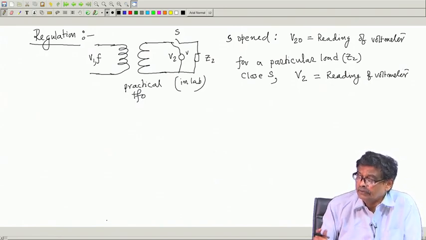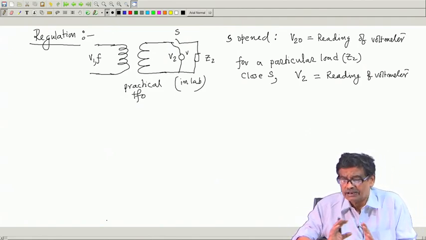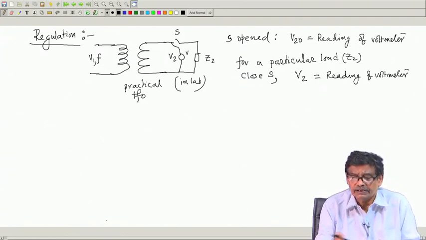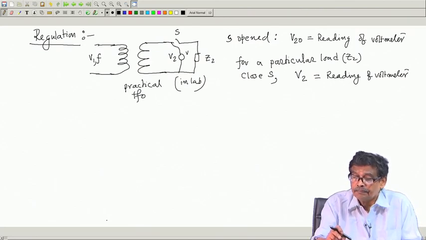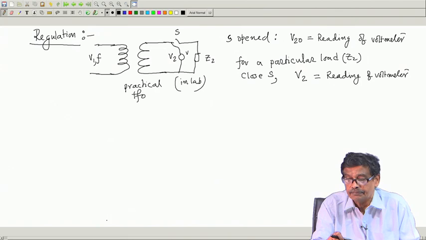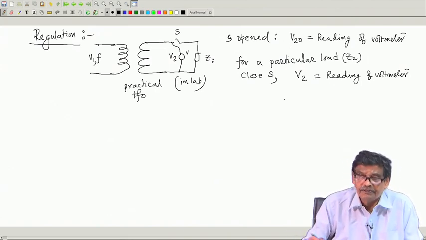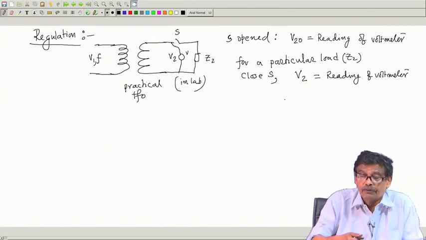What do you think? Will there be a difference in the readings of the voltmeter? Because I have not done any mathematics to get some expression for regulation, nothing I have done. I have connected a load in the laboratory, applied a fixed voltage, rated voltage at rated frequency. With S opened, I have noted this voltmeter reading, with S closed, same voltmeter reading I have noted with load connected. And will there be a difference? It is expected to be, because it is a practical transformer.